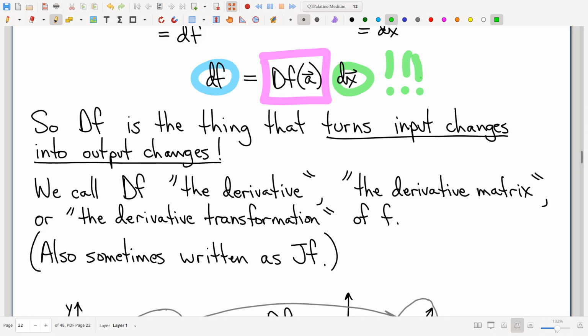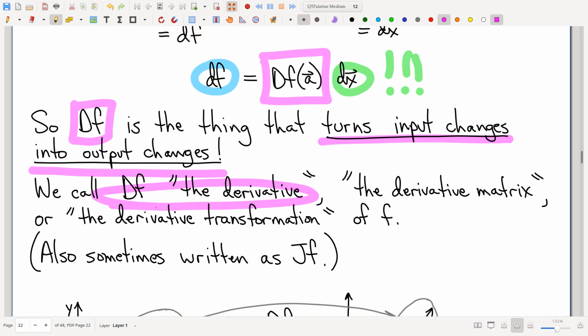The df matrix is what turns that input change into our corresponding estimate of the output change. So as I've got written here, because df is a thing that turns input changes into output changes, we call it the derivative. It is doing what derivatives are supposed to do in all cases.